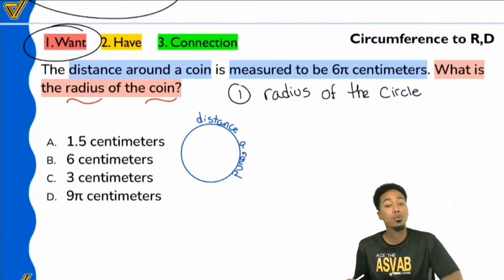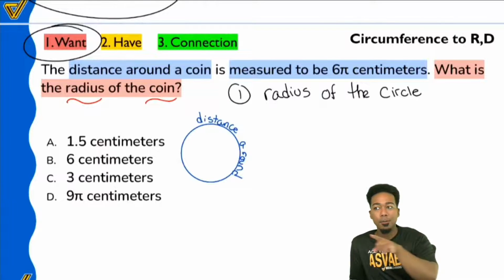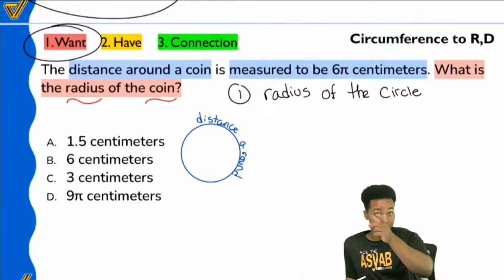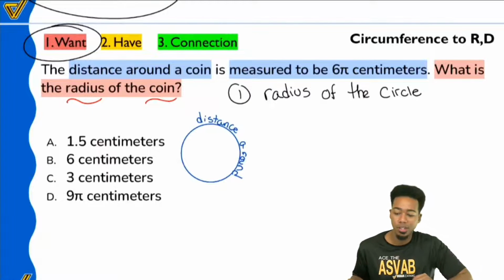What's the term for it again? What's the term for the distance around a circle? What's the term? Not the number. I'm not asking for the number that they give you. What's the term? When I say the distance around a rectangle, I want you to say perimeter. When I say the distance around a circle, I want to hear what?